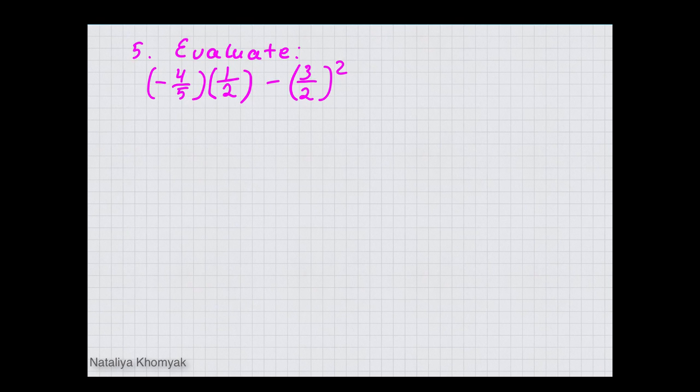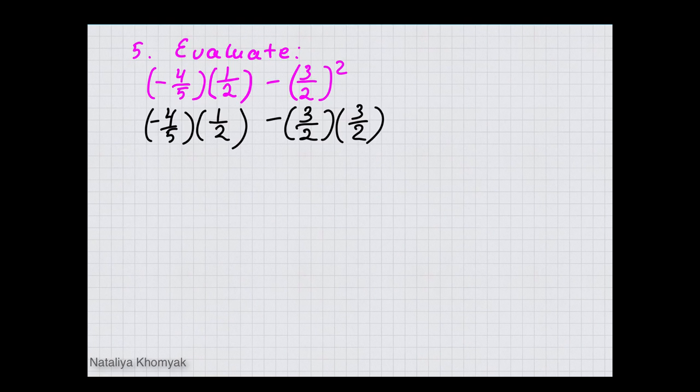Evaluate negative 4 out of 5 times a half minus 3 out of 2 to the second power. The first thing, as always, is to evaluate exponents, or you can just rewrite exponents as repeated multiplication like I'm doing right now. So 3 halves to the second power, I'm just going to write as 3 out of 2 times 3 out of 2 and keep everything else as is.